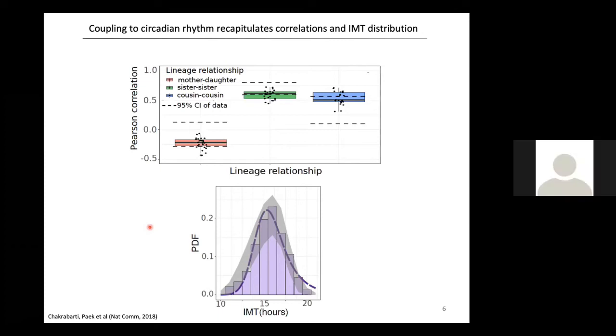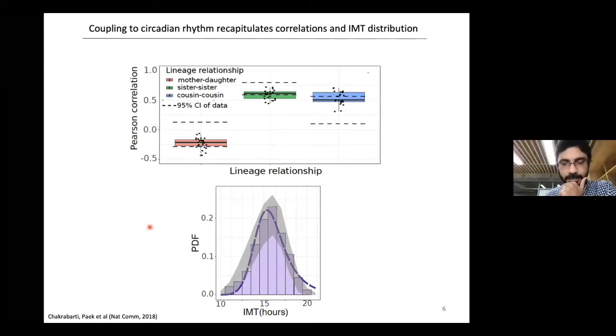One question. This PDF is actually the first passage time, right? This intermitotic time is the first passage time. So you have a first passage time distribution, right? Absolutely. You can definitely think of it as a first passage time distribution. Okay, thank you.